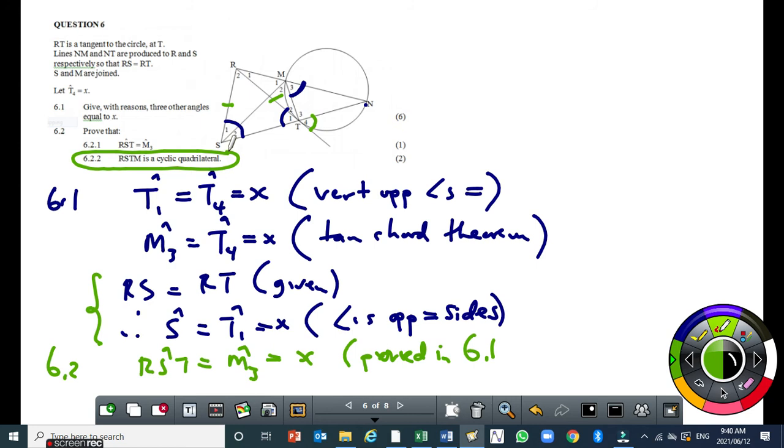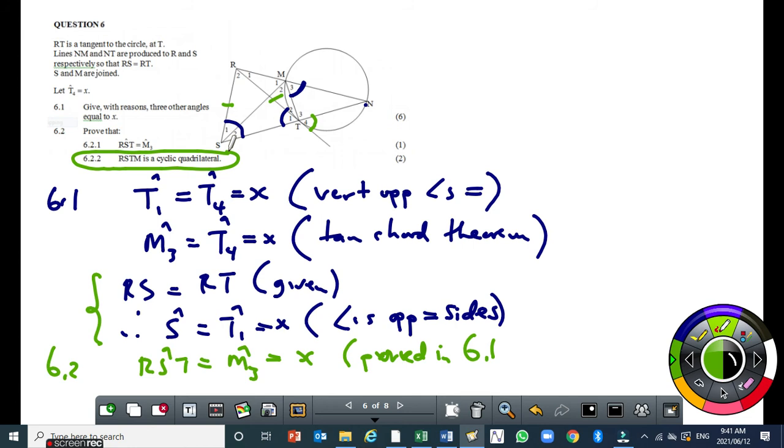So we want to just use exterior angles. Yeah, but you see, I'm starting with the converse of theorem 4 first. R is what? It's not a circle yet. It's not inside the circle. Okay, so what that means is you can't use the converse of theorem what? Of theorem 4.